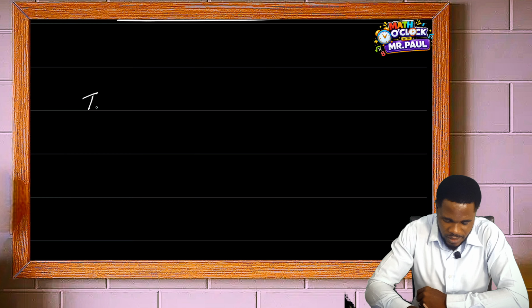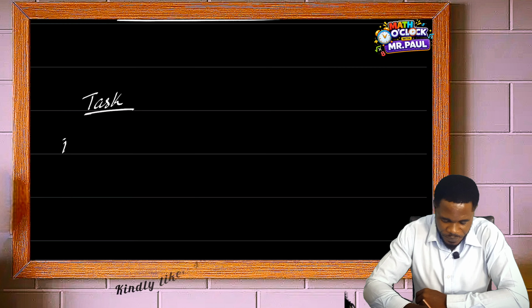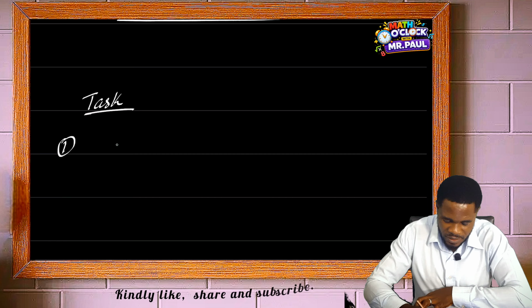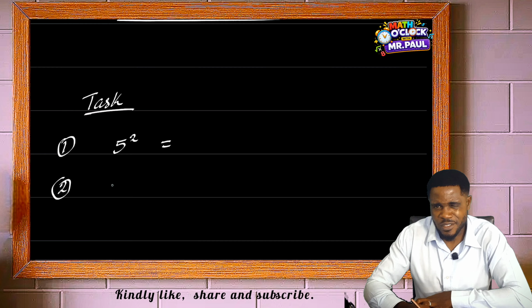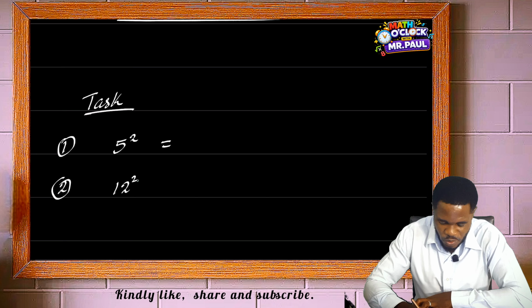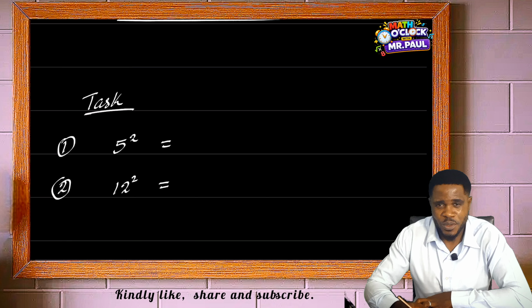If you understand the whole number part, before we go to the square of fractions, quickly solve those ones for me. Okay, so I have a task here for you. Number 1, 5 square. What will that be? Number 2, let's make it a 2-digit number. Let's say 12 square. What is that also going to be?